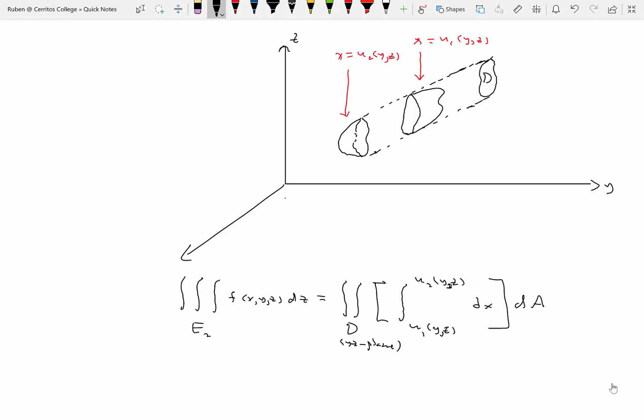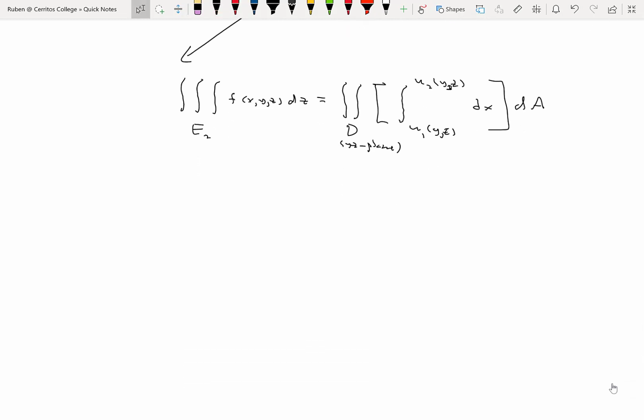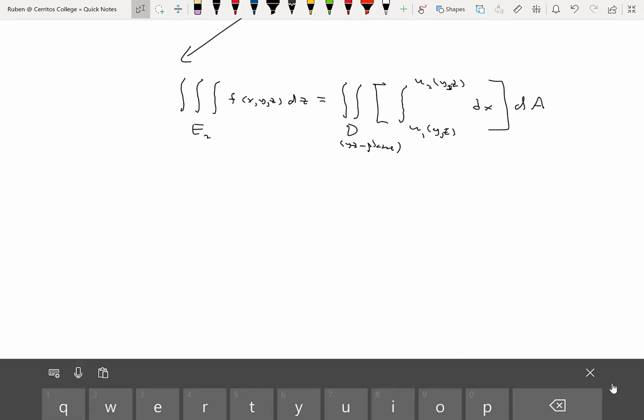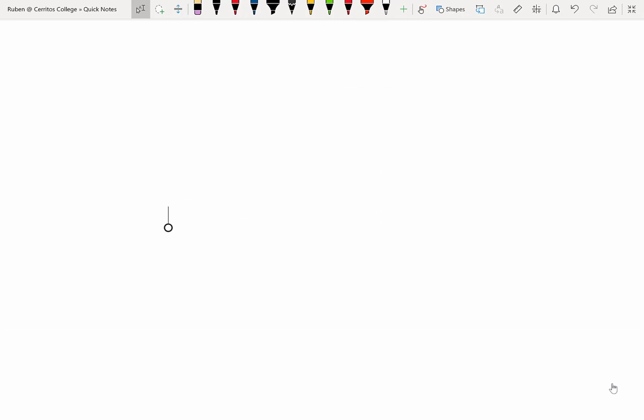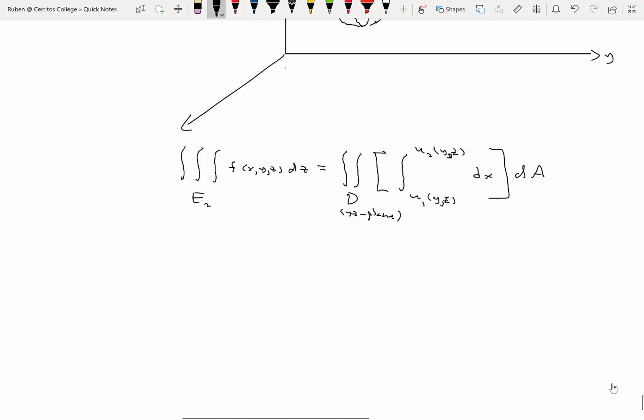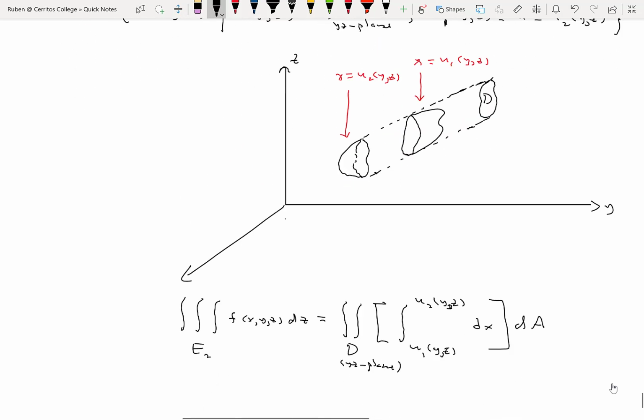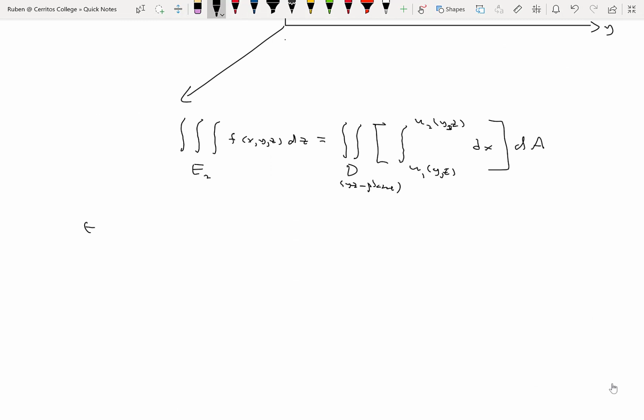Okay. Let's take a look at the type 3 region, then we'll look at our final example. So the type E3 region, again: type 1, surface top, surface bottom. Type 2, surface front, surface back. Type 3, surface on the left, surface on the right. So it's a set of x, y, z.